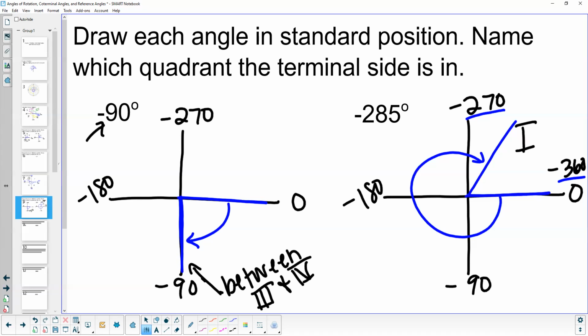So if you have any questions, don't hesitate to reach out, but that is how we can determine angles of rotation when we're drawing an angle in standard position. If you have any questions, don't hesitate to reach out. Our next video, we will be discussing coterminal angles, what they are, and how we can find them.